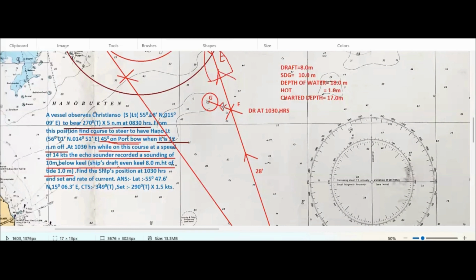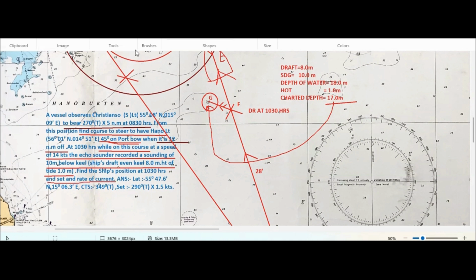So your G point is by calculation 17 meters. You open the chart, you find that one small patch of 17 meters is there, near the DR position. The vessel should be at A, but the vessel is not actually at A. The vessel is actually at point G. As per the sounding, they got 17. That means the vessel drifted from F to G, due to the current. And that's what they are asking, the set and rate of current.